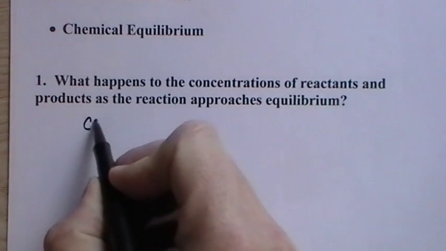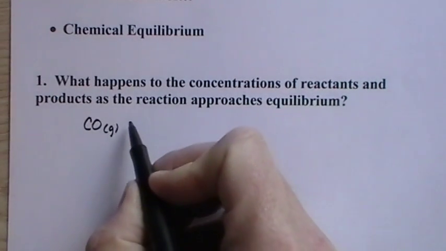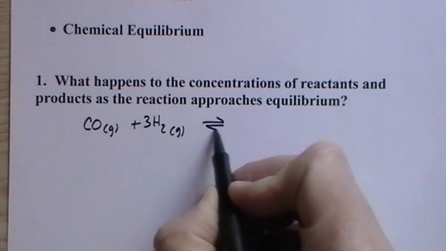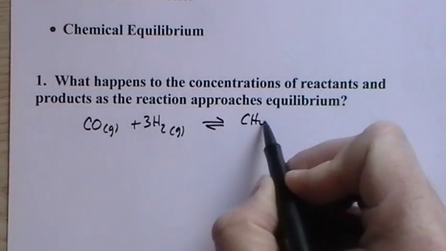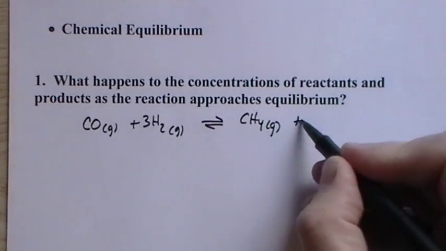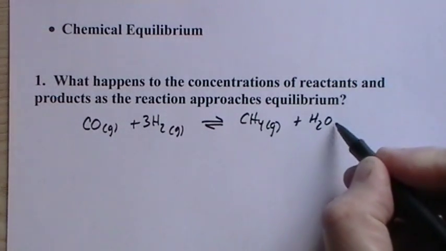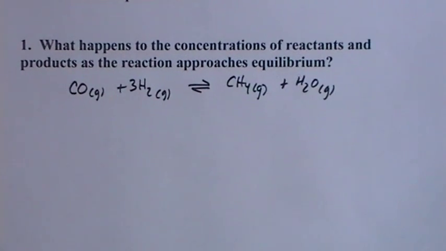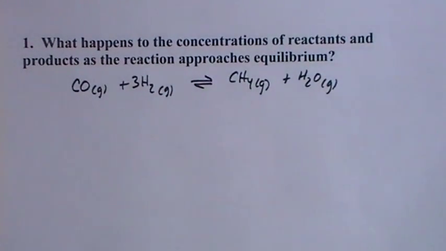So let's use a reaction. This one comes up a lot. It's just a really good one because it's not all ones for the coefficients. It has two reactants and it has two products, so it's fairly complex. So we'll be using this a few times. Now, what happens to the concentrations as we approach equilibrium?